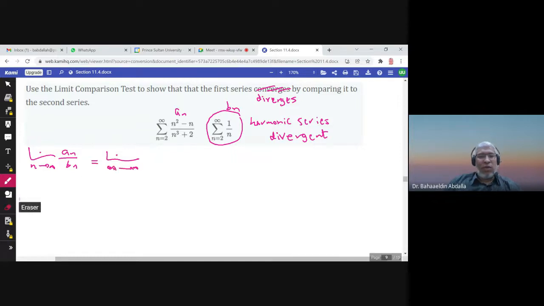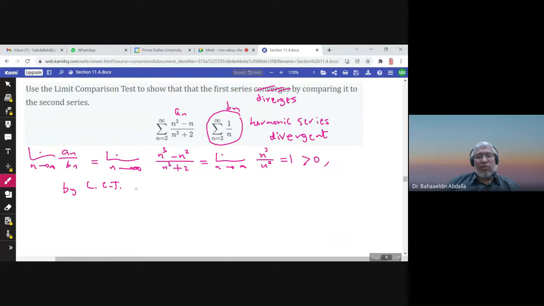Well, Bn is 1 over n. So this n will be in the numerator of An. So I'll have n cubed minus n squared over n cubed plus 2. And when we take the limit, we deal with the highest powers. So the limit is 1, greater than 0. So by limit comparison test, summation An also diverges.